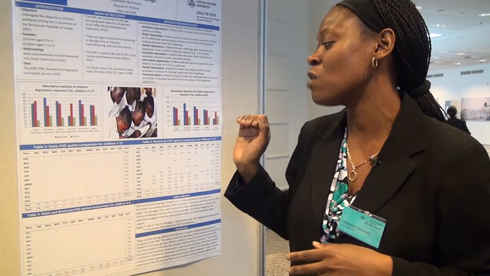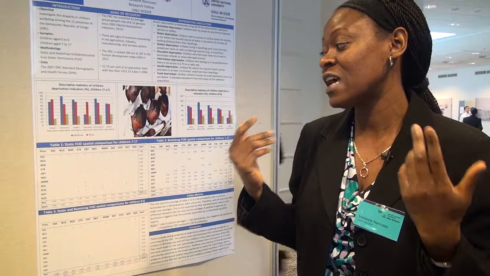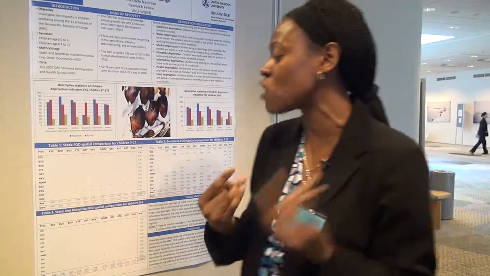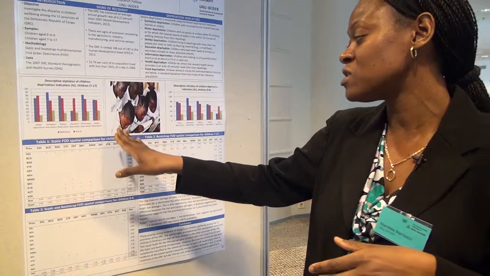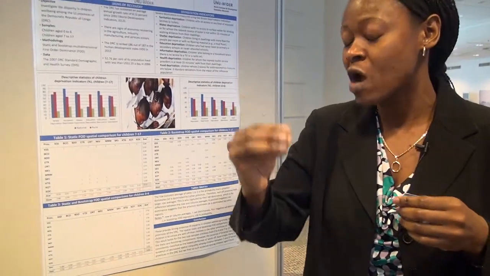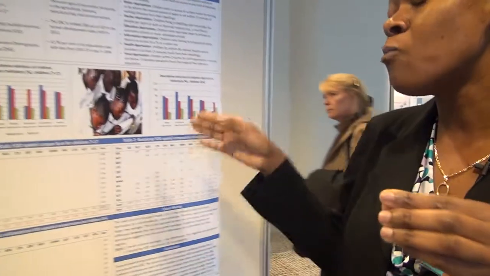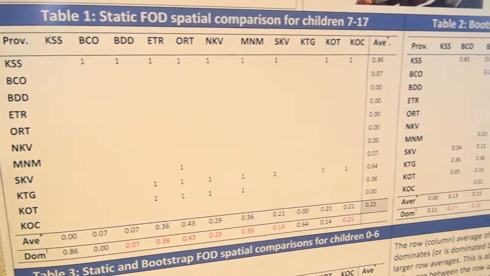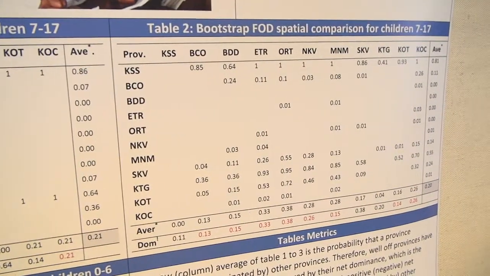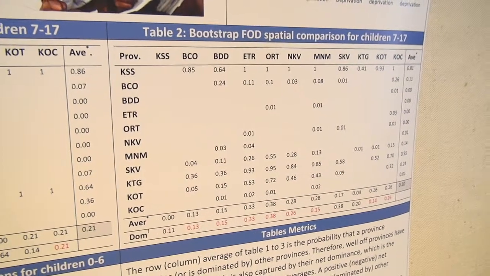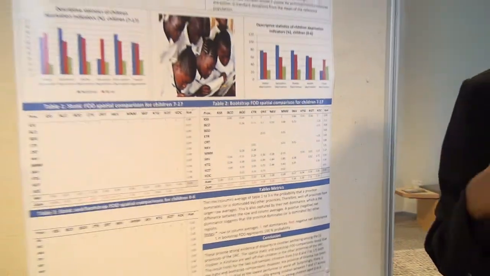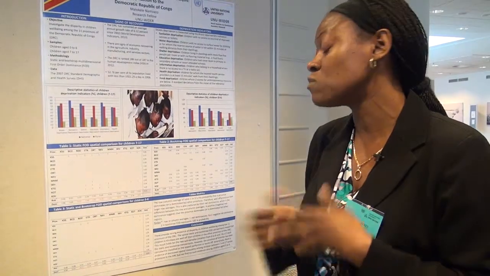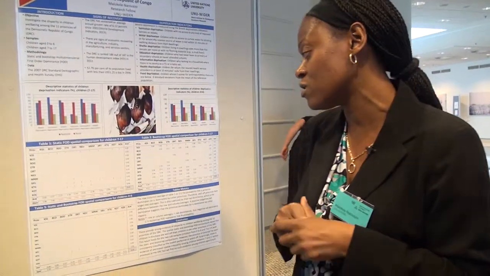So from that we did a static study, and then a bootstrap comparison. The static is basically a one-time comparison, whereas the bootstrap is a 100 iteration comparison between the provinces. Therefore, we also have different ways to interpret them. The bootstrap is more dynamic than the static.